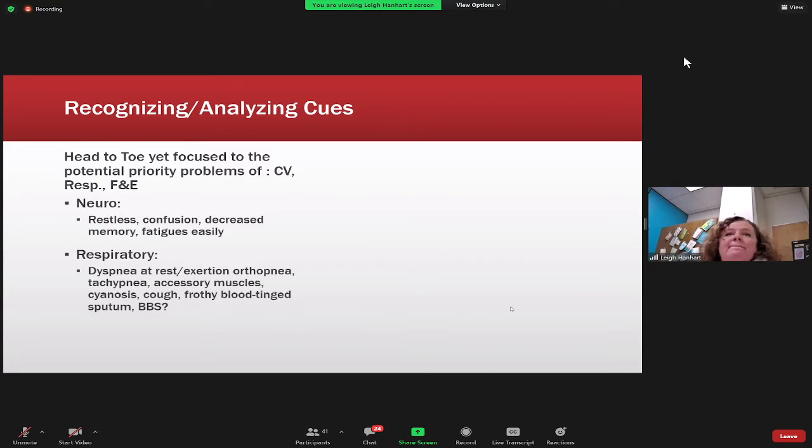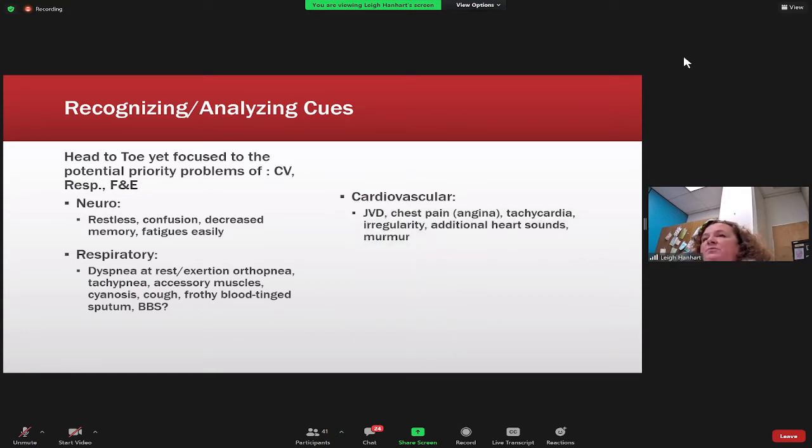Alrighty. Okay, it's starting to work now. So cardiovascular wise, we know that we're probably going to see some backup into the systemic circulation, so we'll see that JVD. They may have some chest pain. And why do you think they might have chest pain? Pressure.